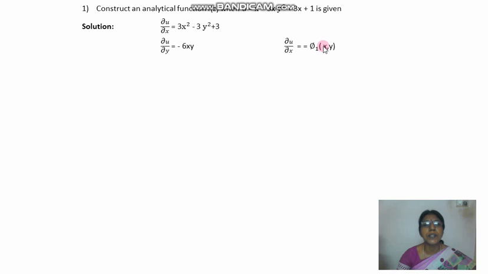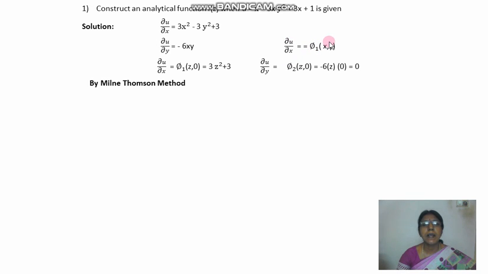But dou u by dou x is in terms of pi 1 of xy. We need pi 1 of z0. In place of xy you put z0. See the next step. Dou u by dou x is actually pi 1 of xy. In place of x you put z and in place of y you put 0. What do you get? In place of x put z, so 3z square; in place of y you put 0, so it is 0, plus 3. This is pi 1 of z0. And dou u by dou y is also in terms of xy, but write it in z0. In place of x you put z and in place of y 0. What do you get? This is pi 2: minus 6 into z into 0.